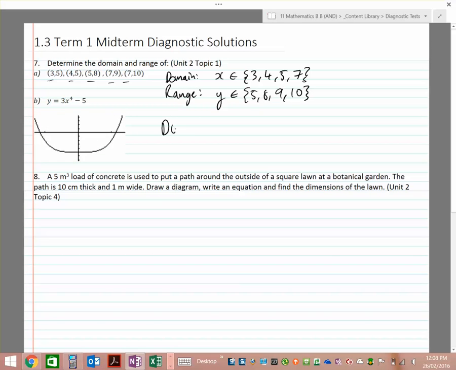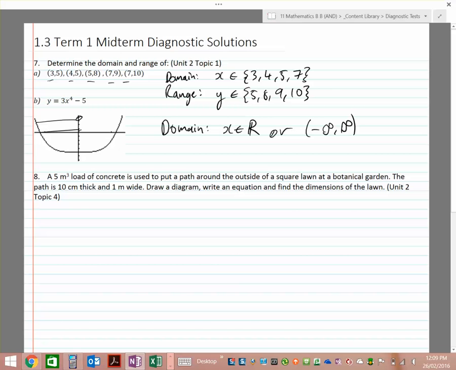So domain, and there's a few different ways to write this. I can say all real numbers, or I can just say it's from negative infinity to infinity. Either notation's fine. In terms of the range, what are the possible y values?